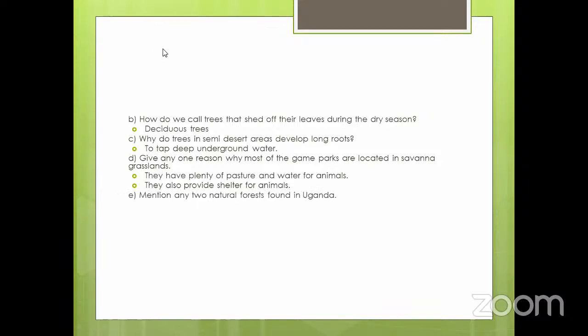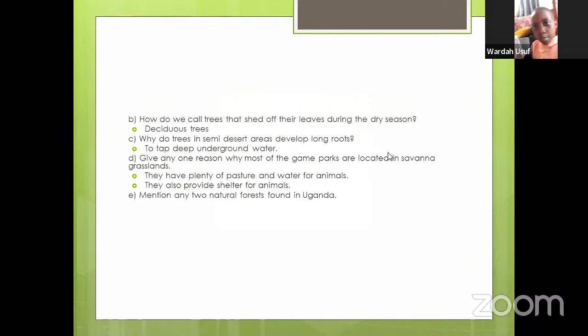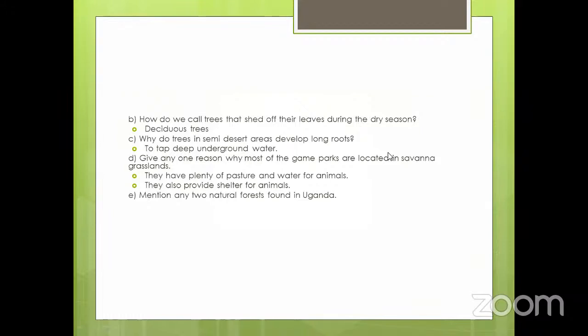Someone to read. Mention any two natural forests found in Uganda. Natural forests found in Uganda. Zoka Forest. Now, this is what we are going to do. You put up your hand and you tell us, because now we are competing. Okay. Someone is saying Zoka Forest.